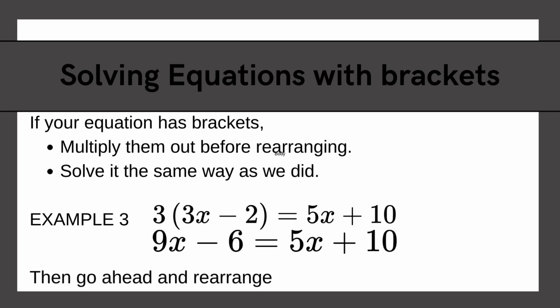We have 3 times the bracket 3x minus 2 is equal to 5x plus 10. So we multiply it out. We multiply the 3 by everything that is in the bracket. So 3 multiplied by 3x is 9x, and 3 multiplied by minus 2 is minus 6. So 9x minus 6, which is what we have on the left hand side of the equation, is equal to 5x plus 10. So we have been able to eliminate the brackets, and then we now go ahead and rearrange.